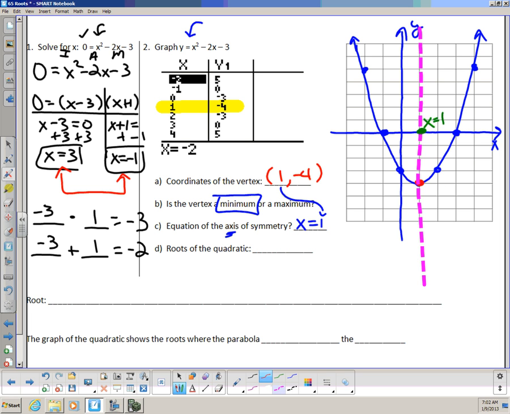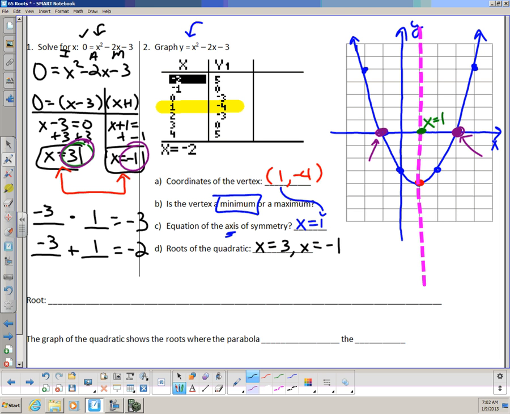Well, I hope that you saw, after you paused, that x equals 3, let me do this in a different color, x equals 3, this root, I'll do it in purple, is right here. And x equals -1 is right here. And notice, they're both where the graph intersects the x-axis. And these are called roots. So the roots of the quadratic are x equals 3 and x equals -1.